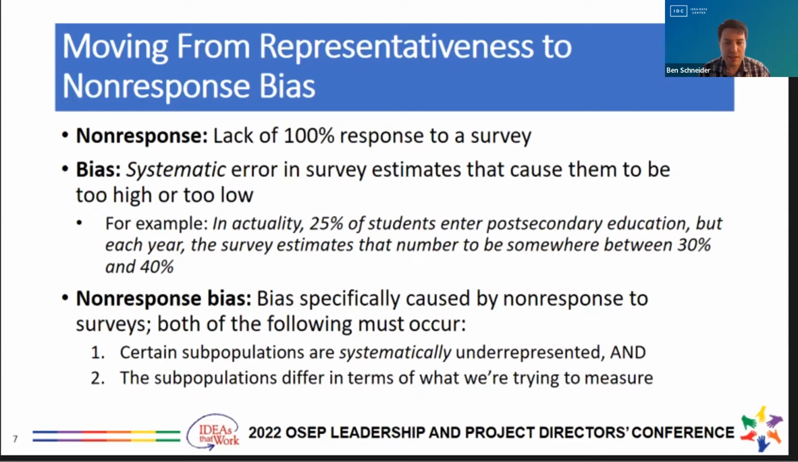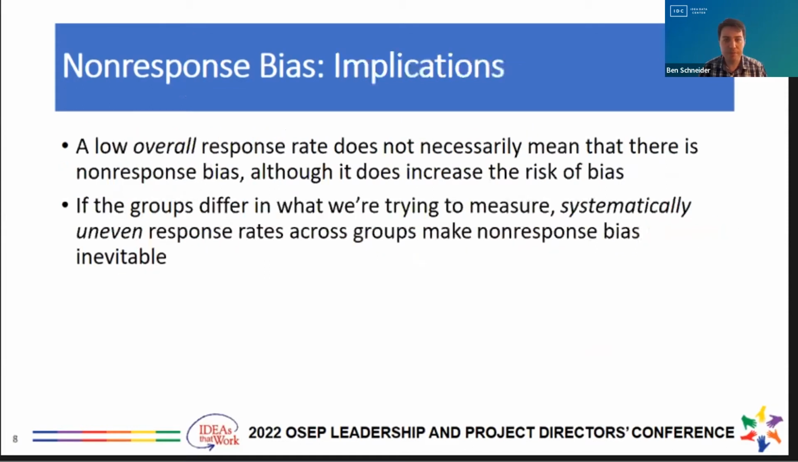The second necessary condition is that the subpopulations, the underrepresented ones and the overrepresented ones, have to differ in terms of what we're trying to measure. This would be the case if, for example, perceptions of school involvement are lower for parents of Hispanic Latino students than for other parents. Now let's turn to look at some of the implications of this definition.